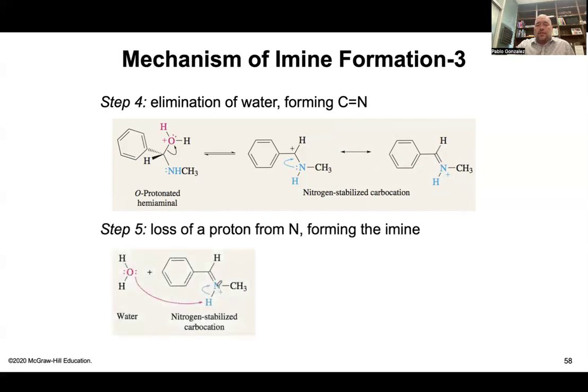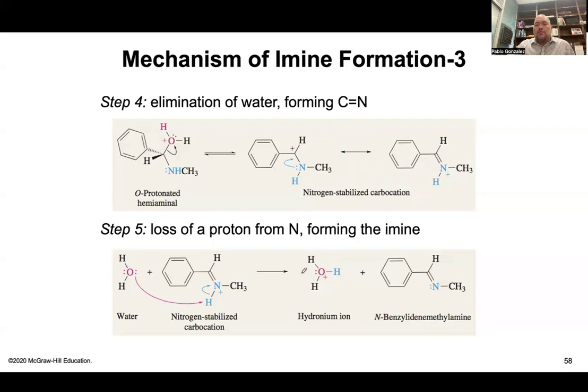So here we have the double bond carbon-nitrogen. The hydrogen, we remove that with water, and we create a lone pair of electrons in here to produce the imine. So we have here the N-benzyl methylamine, and we have the hydronium ion in here, a molecule of water in here. So this in here is the imine that's a product of the reaction.